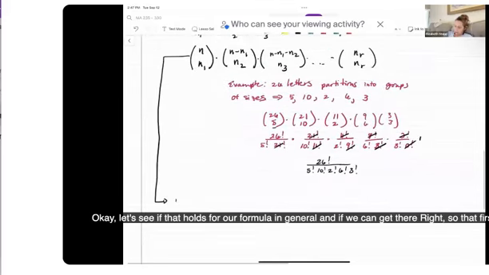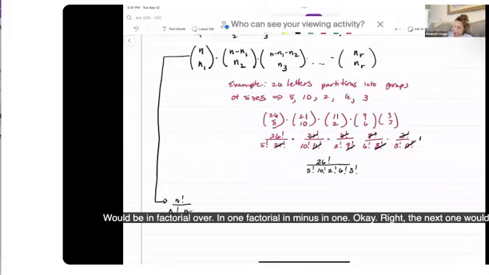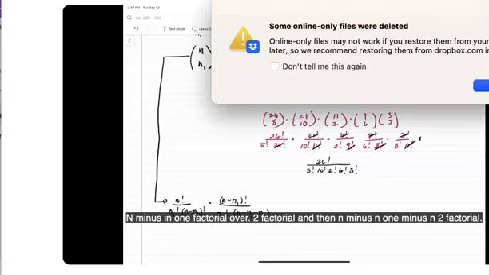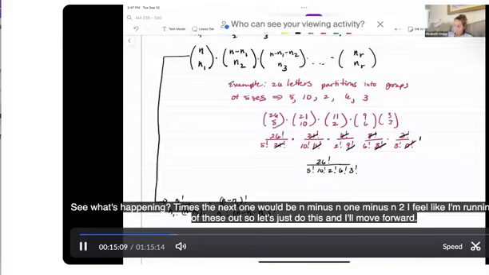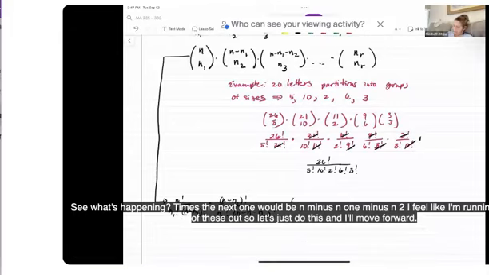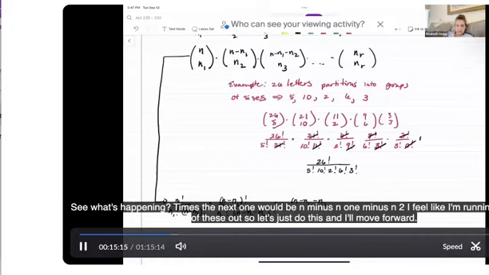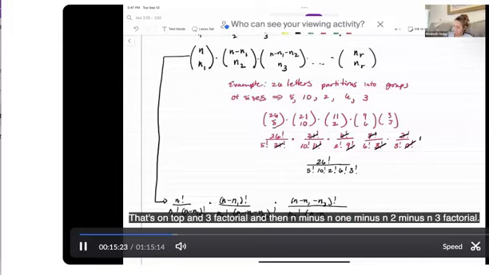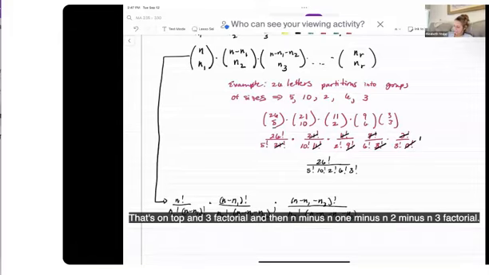The first one would be n factorial over n1 factorial times n minus n1 factorial. The next one would be n minus n1 factorial over n2 factorial times n minus n1 minus n2 factorial. See what's happening? Times the next one, which would be n minus n1 minus n2 factorial on top, over n3 factorial times n minus n1 minus n2 minus n3 factorial.